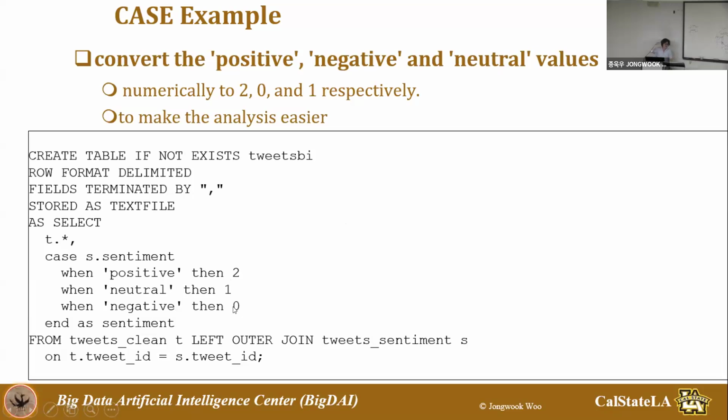The reason you change the column value to 2, 1, 0 is to visualize this number using a pie chart on the map. Okay? So if you have an integer number, it's much easier to create a pie chart. So numbers 2, 1, 0 are used as positive, neutral, and negative. Okay?